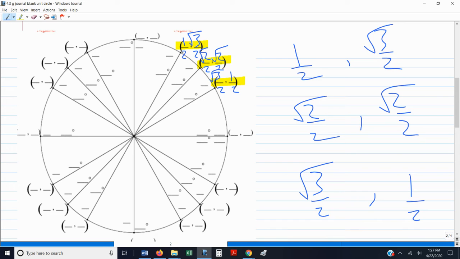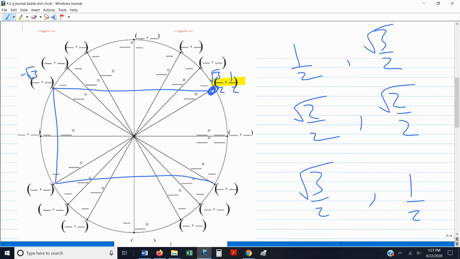And then I'm going to erase these for right now. I'm going to take this √3 over 2 and 1/2, and I'm going to go straight over, straight down, straight over. All of these are going to be √3 over 2, comma 1/2, but the signs will change. So in quadrant 2, the x is negative, negative √3 over 2, 1/2. In quadrant 3, they're both negative.